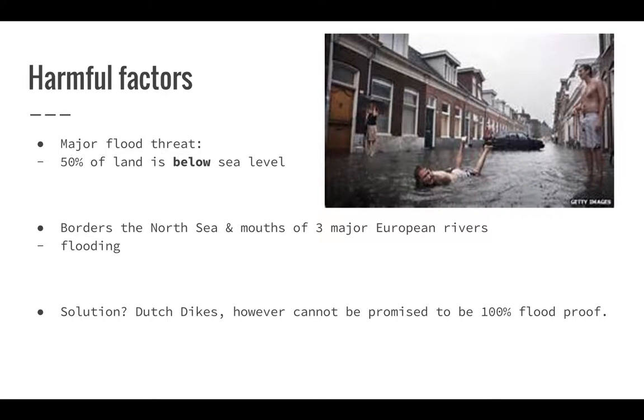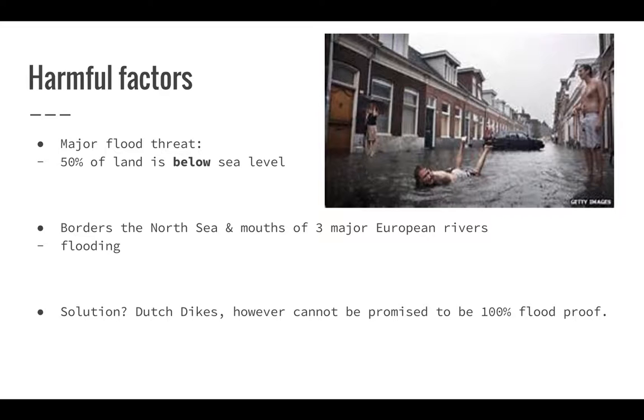Harmful factors: there's a major flood threat. 50% of the land is below sea level. It borders the North Sea and the mouths of three major European rivers, which can result in flooding. And the solution: there are Dutch dikes, however, they cannot be promised to be 100% flood-proof.